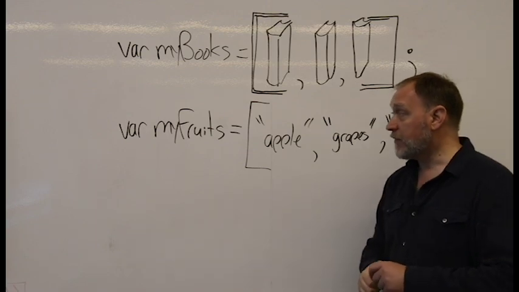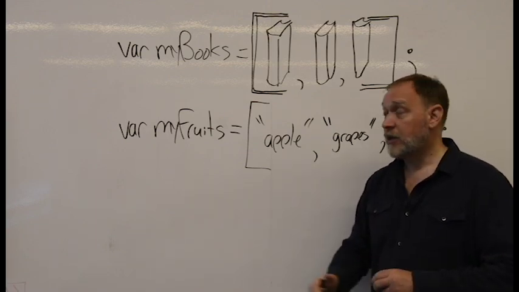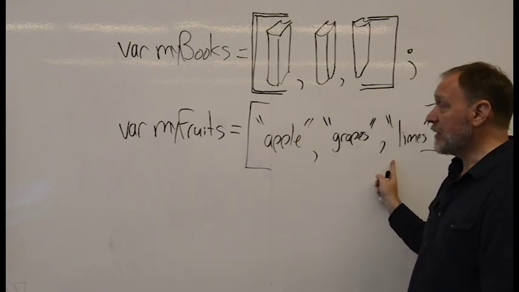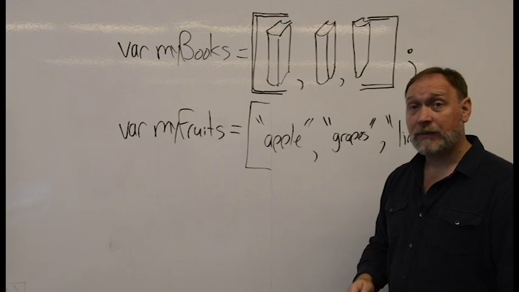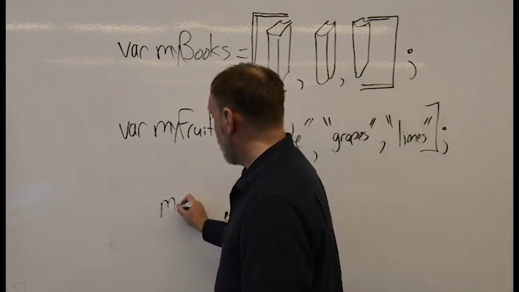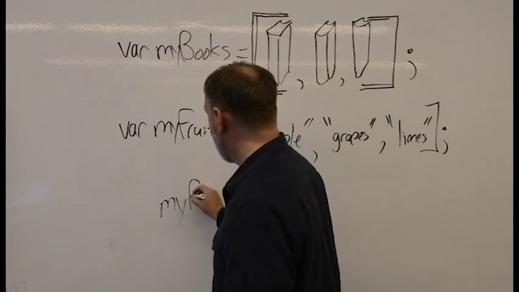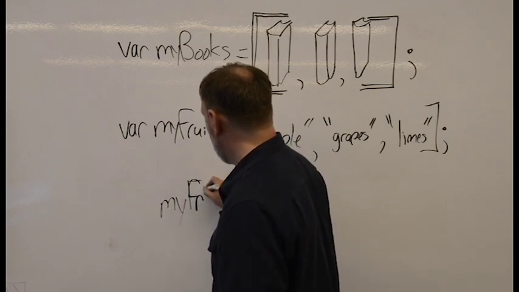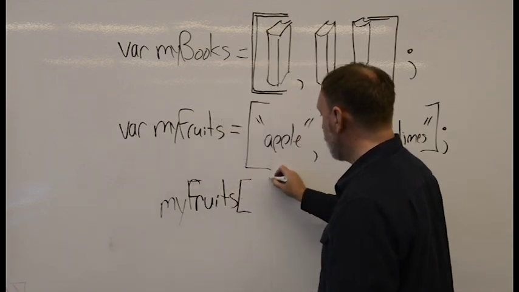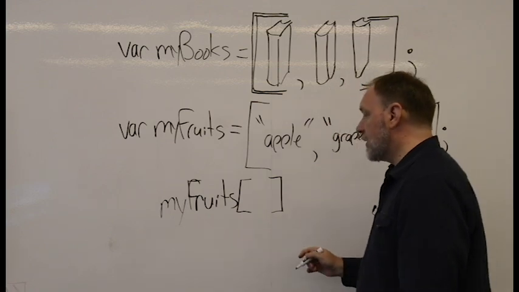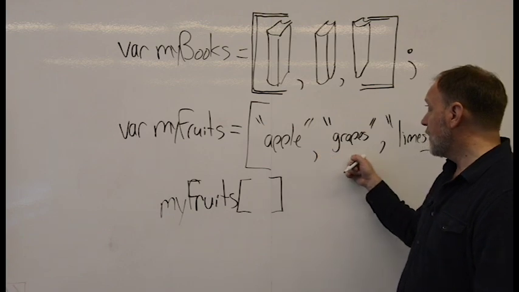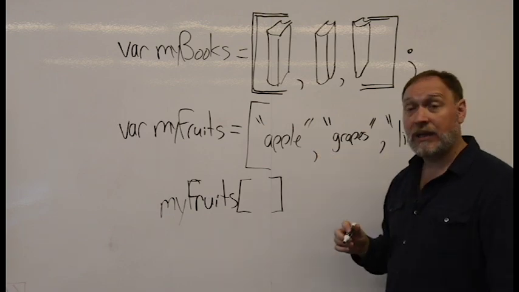Now, when we retrieved a value before in the variables tutorial, we referenced the variable's name. But in this case, we've got 3 possibilities. So how do we get the one we want? Well, we start off by referencing the variable or the name of the array, myFruits. Then we use our square brackets to indicate that it's an array. Now in here, we need to tell it which position on the shelf is the thing that we want.